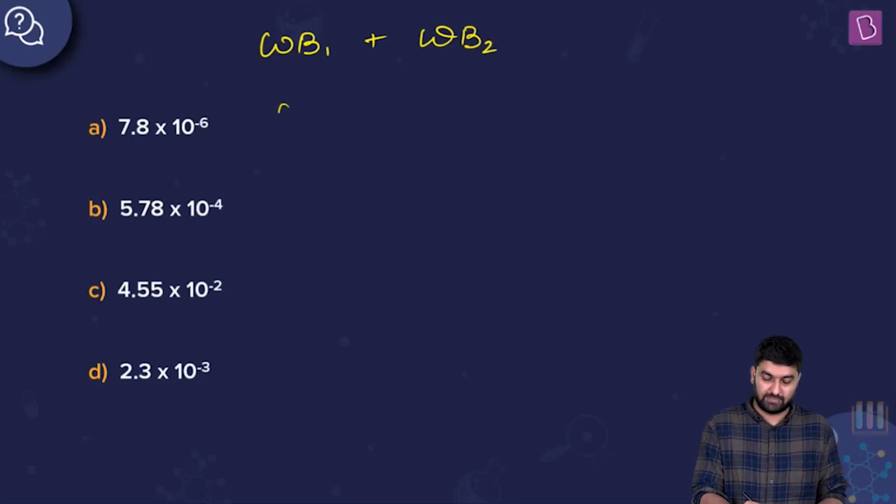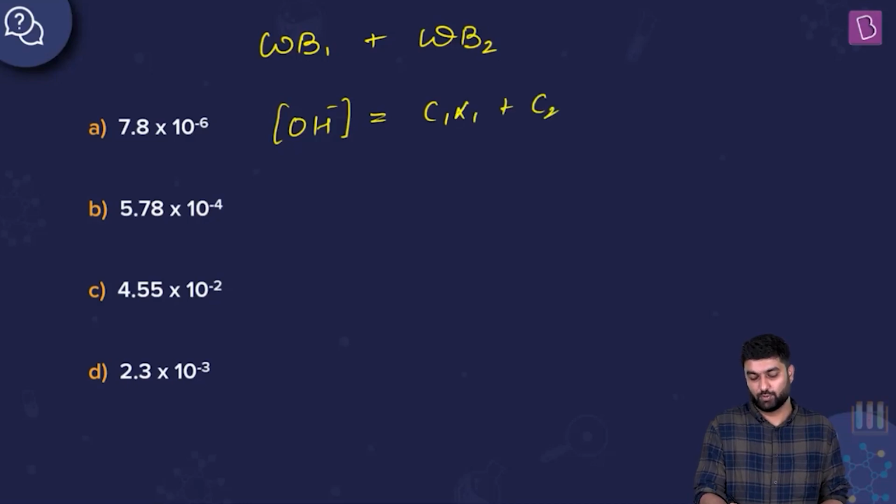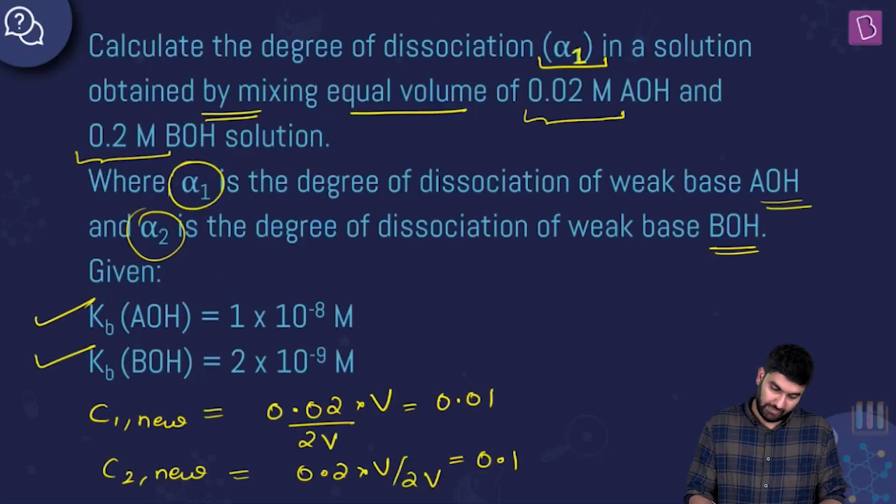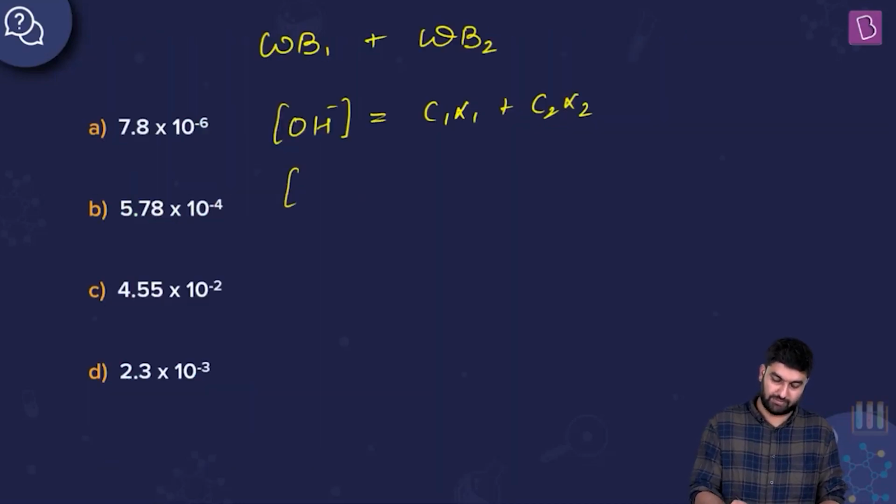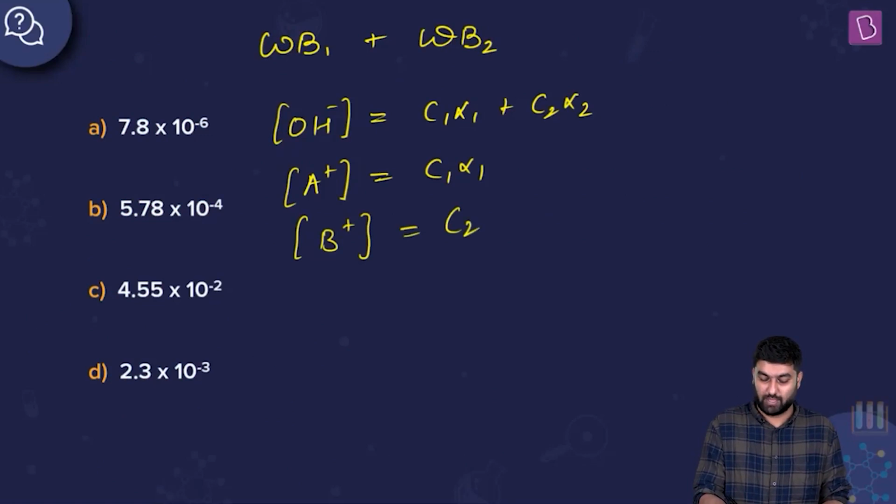What is going to happen is that, first of all, the OH minus concentration is going to be C1 alpha 1 plus C2 alpha 2, right? What else do we have here? The first one is AOH, so the A plus concentration is going to be C1 alpha 1. The B plus concentration is going to be C2 alpha 2.